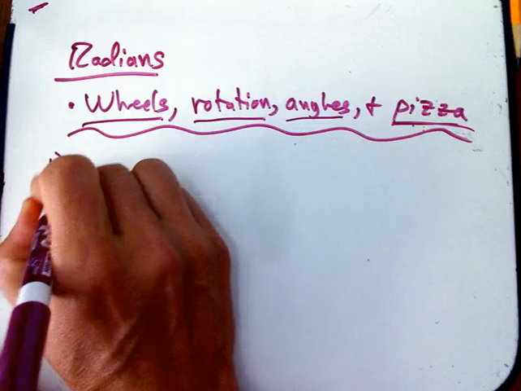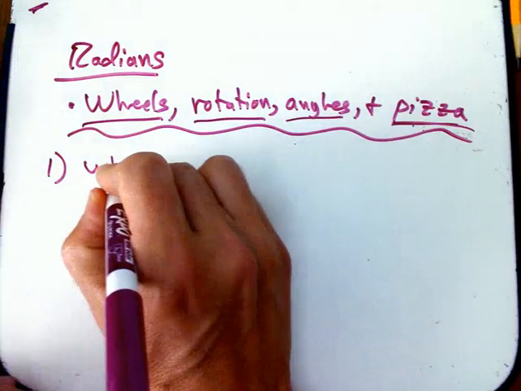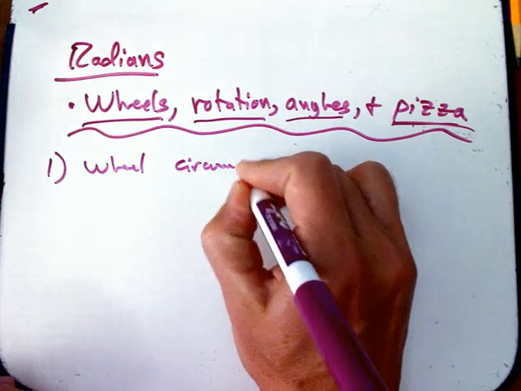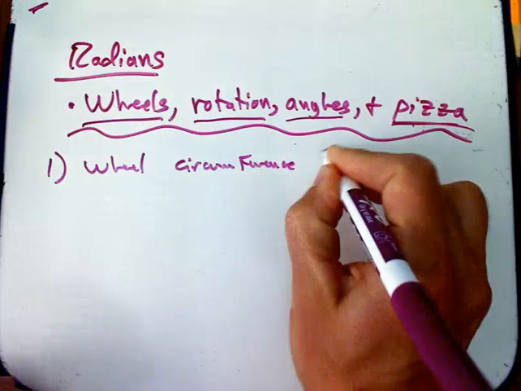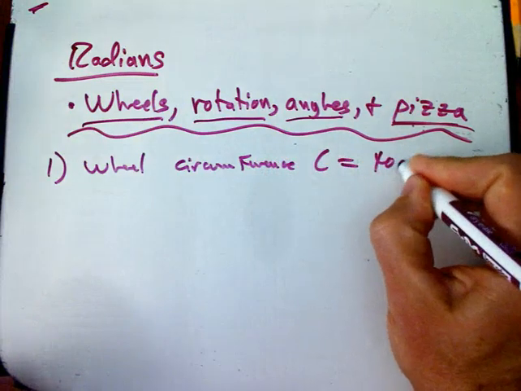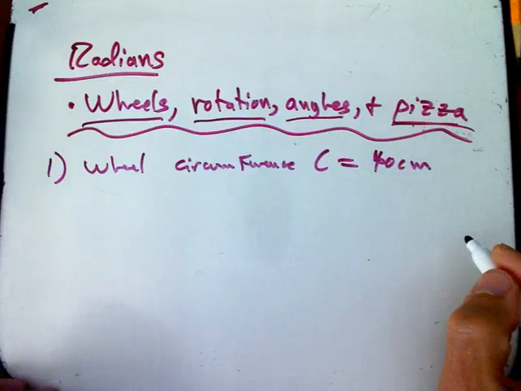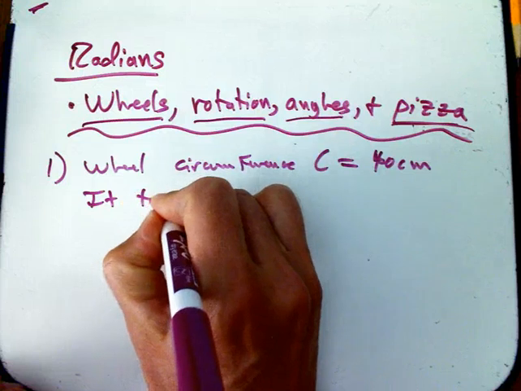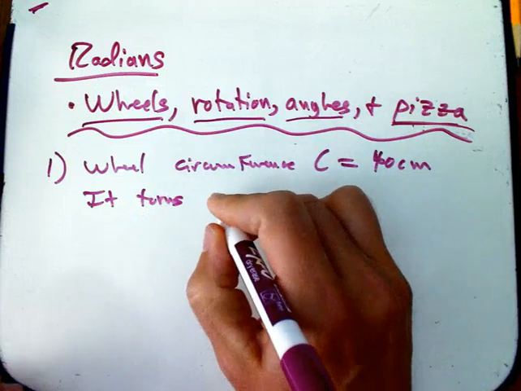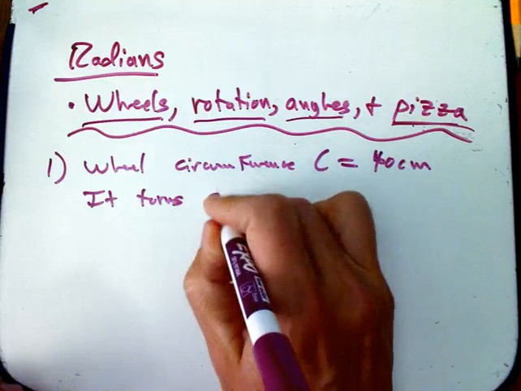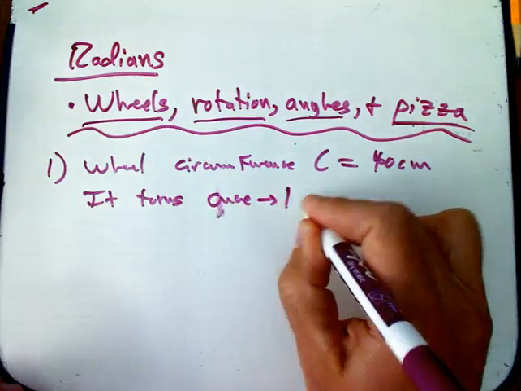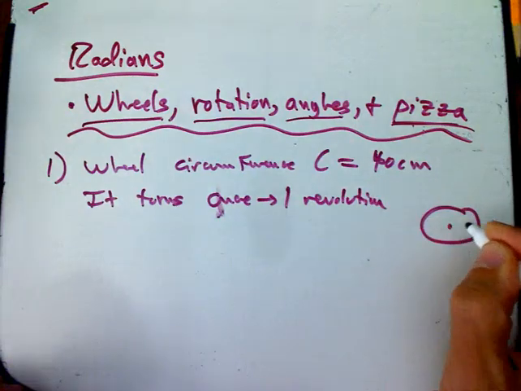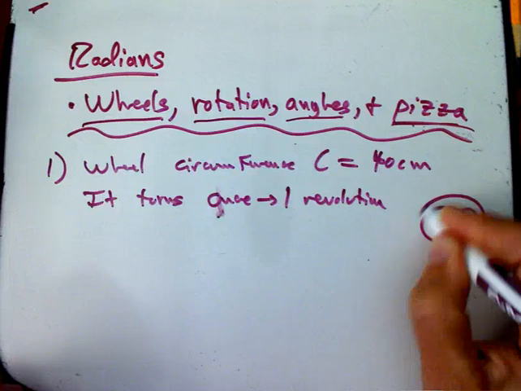So here's one problem. I've got a wheel, like a bike wheel or something, let's say a little bit smaller than a bike wheel. The circumference is 40 centimeters. That'd be a very small bicycle, I must admit. Okay. And it turns exactly once. In other words, one revolution. Okay, so here's our picture. And it turns around exactly once.